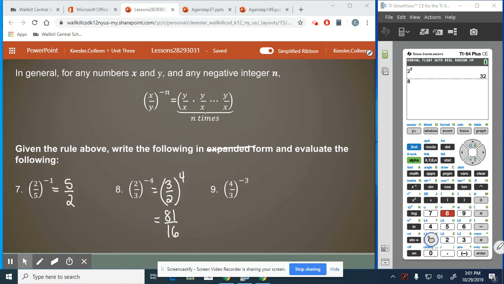And then 4/3 to the negative third would be 3/4 to the third, which is 3 times 3 times 3, or 27, over 4 times 4 times 4, or 64.